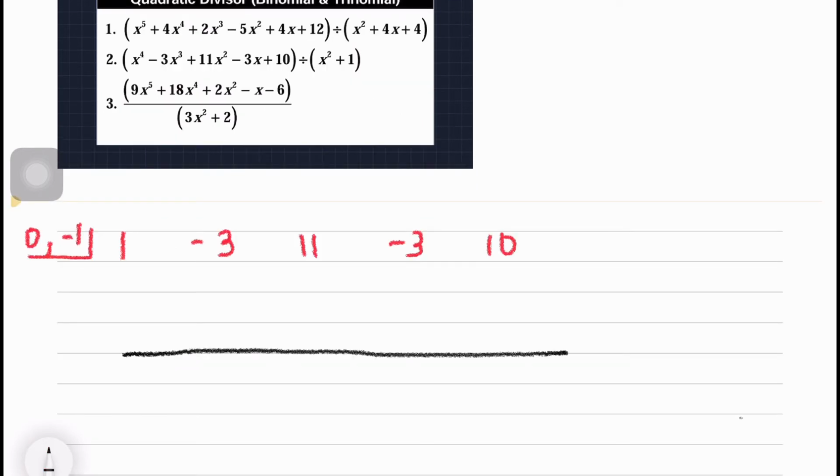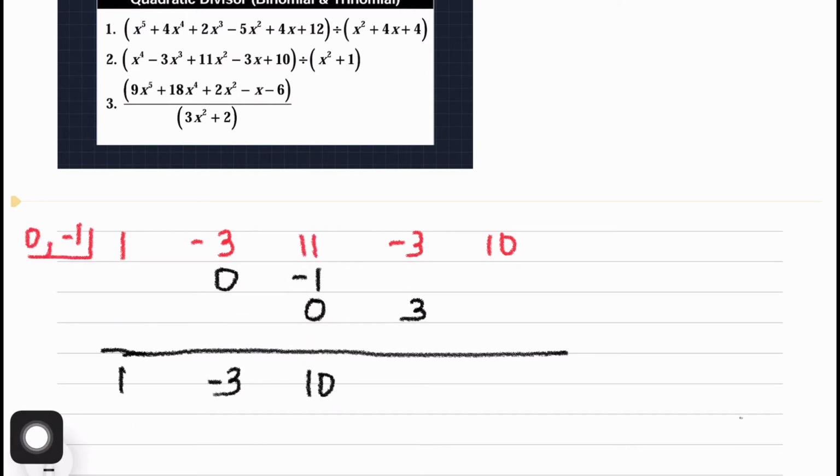Bring down the first number. 1 times 0 is 0. 1 times negative 1 is negative 1. Add column 2. Negative 3 plus 0 is negative 3. Negative 3 times 0 is 0. Negative 3 times negative 1 is positive 3. 11 plus negative 1 is positive 10. 10 times 0 is 0. 10 times negative 1 is negative 10.